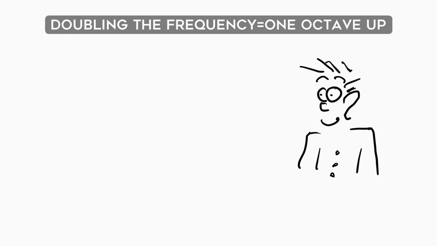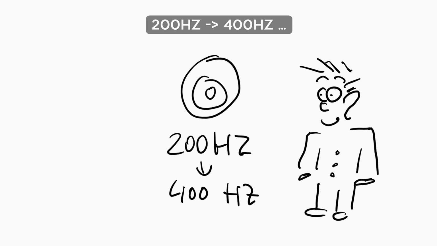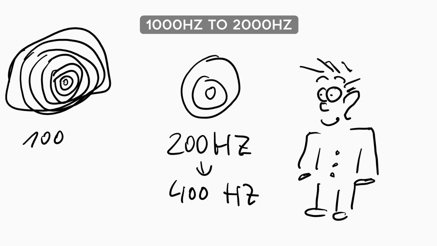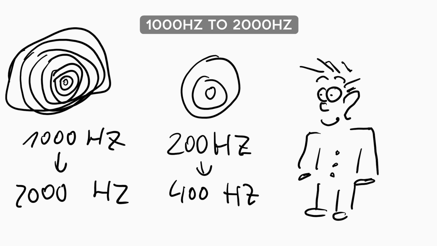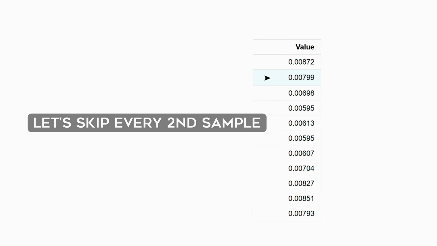We humans perceive pitch in an exponential way. As a rule of thumb, doubling a frequency raises pitch by an octave. For example, changing pitch from 200 Hz to 400 Hz to us is the same distance as changing from 1000 to 2000 Hz. Both is an octave to us, but in raw numbers the latter is a much bigger frequency shift. Now back to our table of samples.